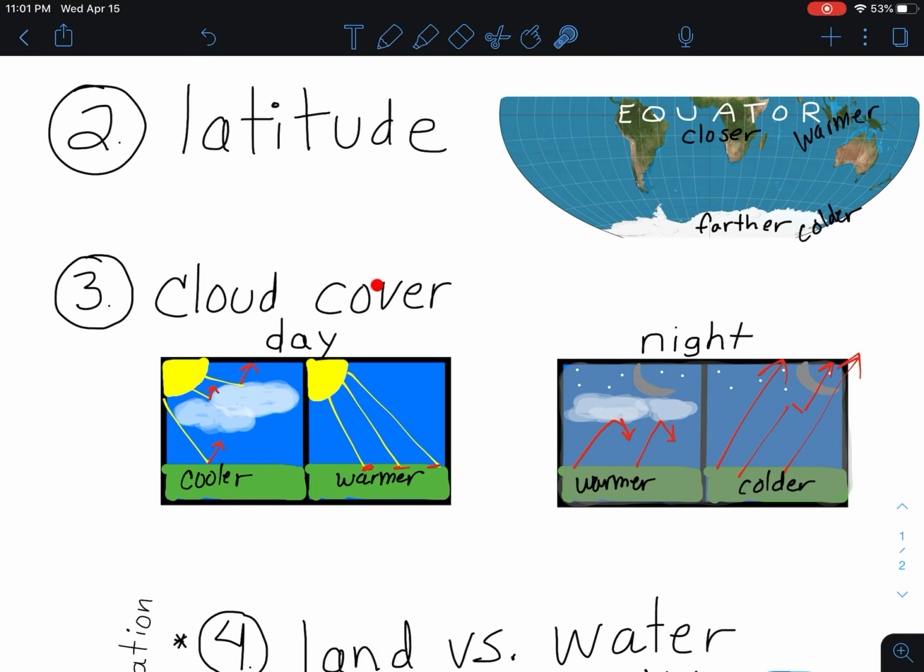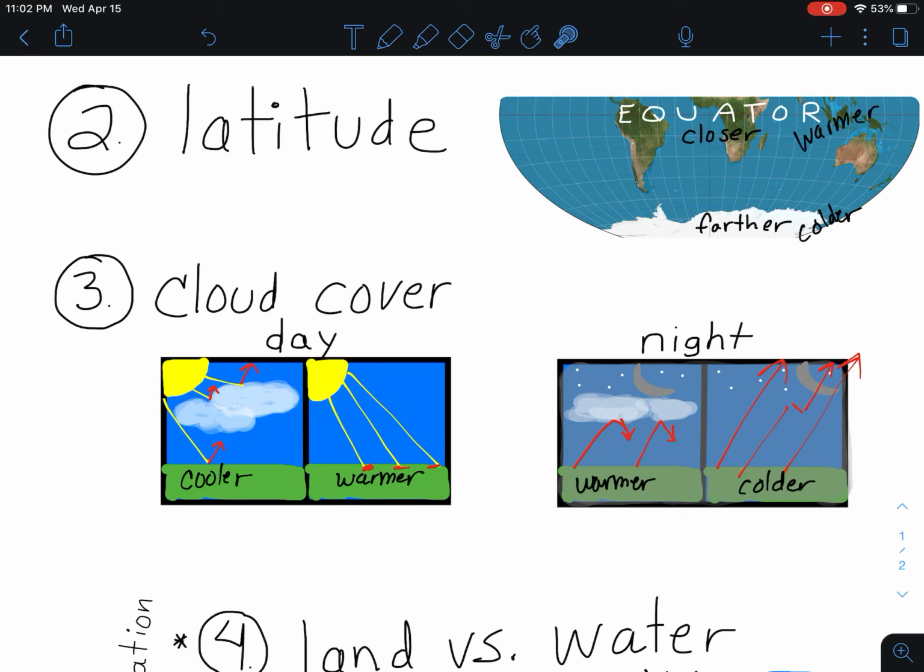Cloud cover is a thing because clouds have a high albedo. They reflect a lot of light. During the day, it would be cooler than if it were a perfectly clear day, because on a perfectly clear day, the sun comes and is absorbed by the land, and it heats up. On the cloudy day, that sunlight is reflected back out to space. The opposite is true at night.